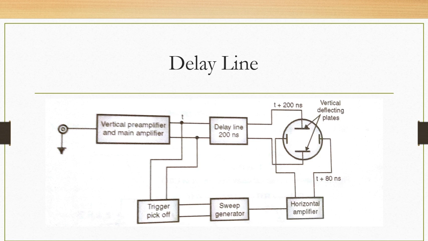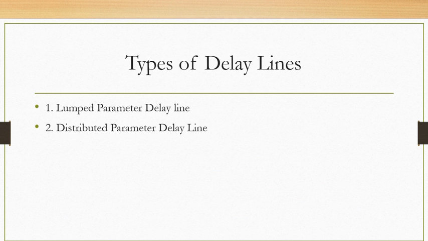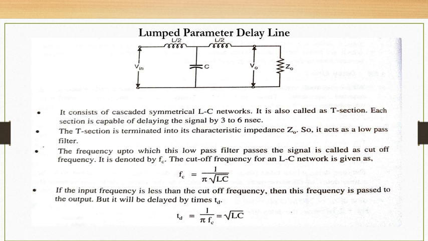There are two types of delay lines which are used in the CRO. One is called a lumped parameter delay line, and another is called a distributed parameter delay line. So these are the types of delay lines as we have discussed. Now let us discuss the first type, that is a lumped parameter delay line.